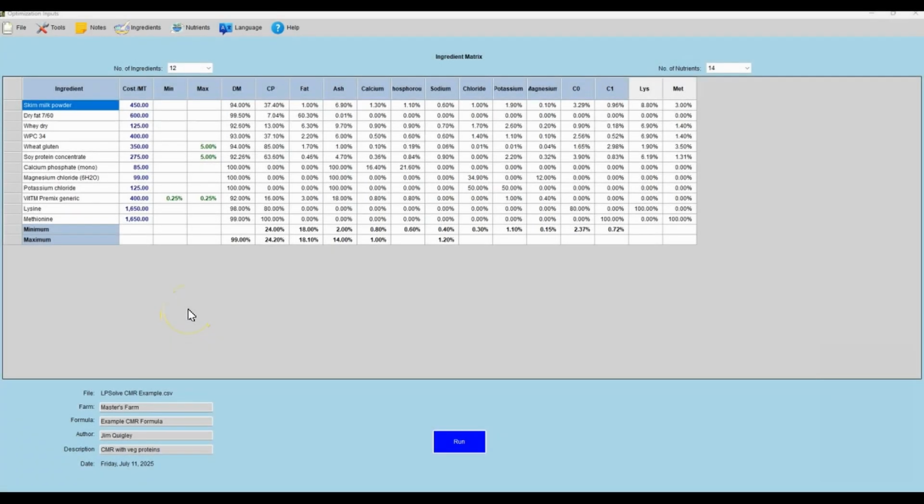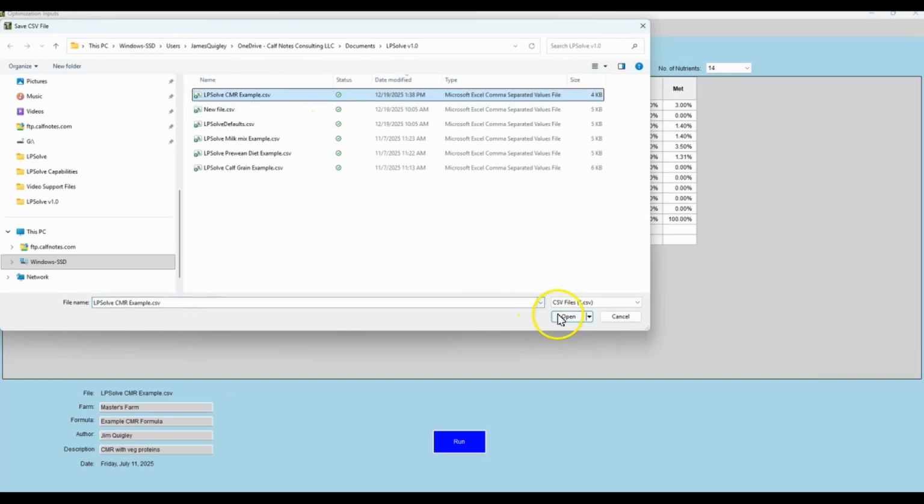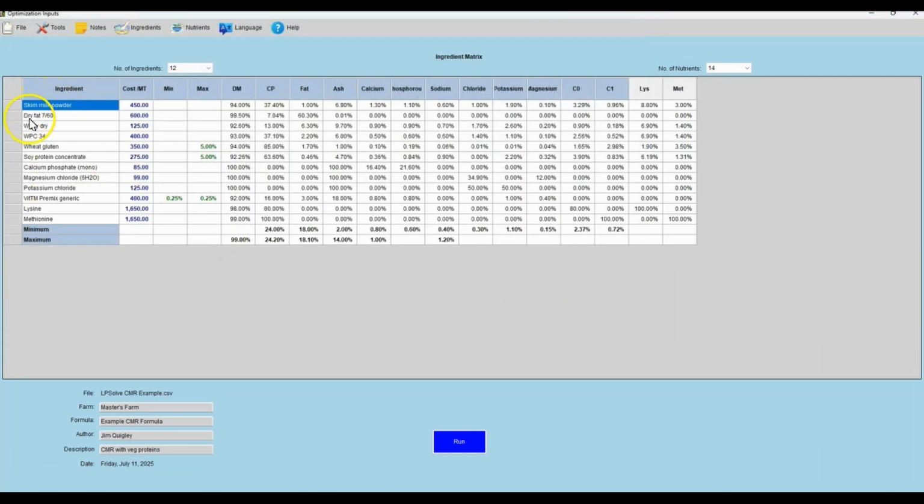In this video, we're going to run a linear program and find both feasible and infeasible solutions. In this example, we're going to fabricate our own milk replacer using protein ingredients like skim milk powder, dried whey protein concentrate, soy protein concentrate, and wheat gluten, along with a commercial fat-filled whey powder and vitamins, minerals, and supplemental lysine and methionine. I use some artificial prices that may or may not reflect the prices in your market.